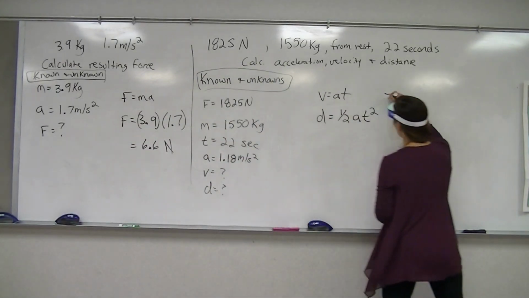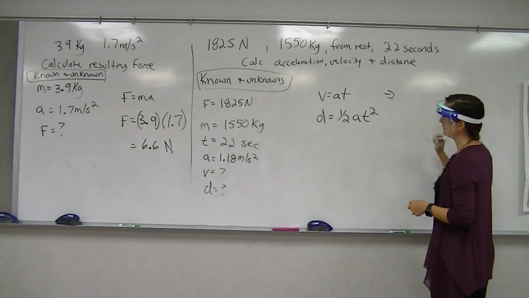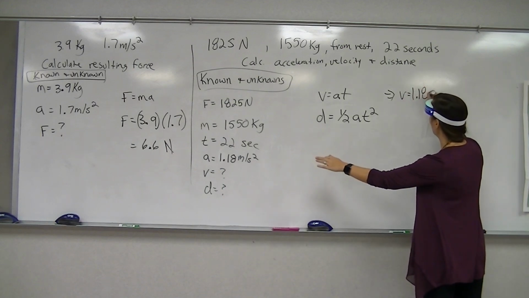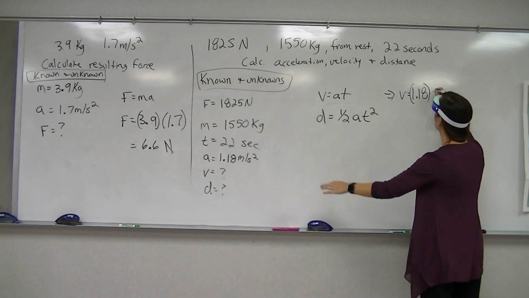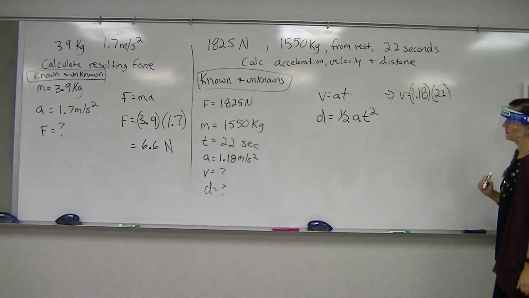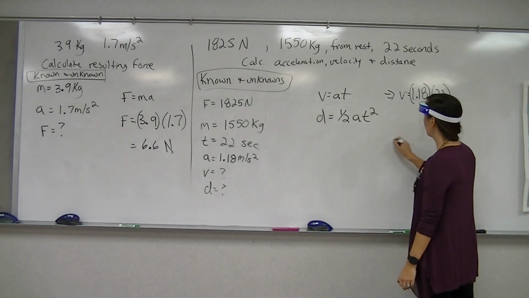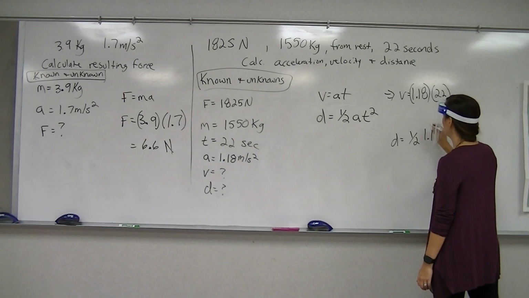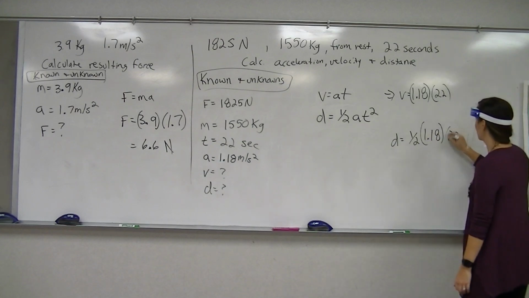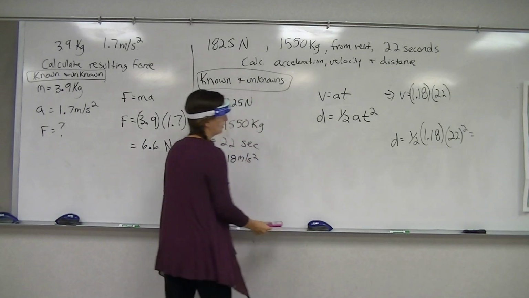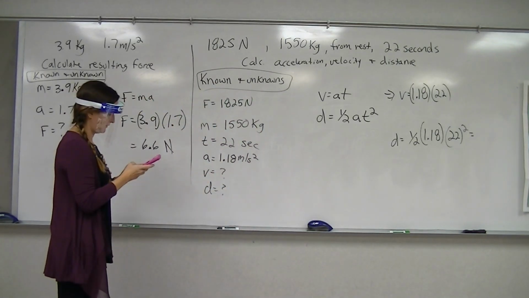So a little review from last chapter. So for the velocity, I'm going to take my 1.18, my acceleration, multiply it by the time. They moved this vehicle for 22 seconds. For distance, same thing, 1/2. I'm going to put my acceleration, and my time is going to be squared. So let's figure out how far did they move the vehicle, and what was the velocity of the vehicle.